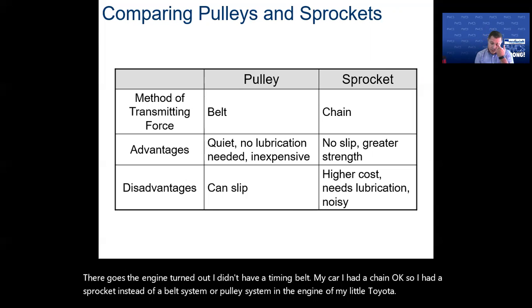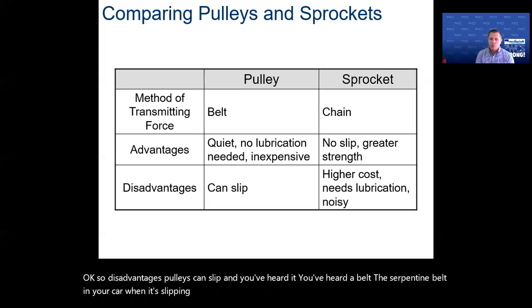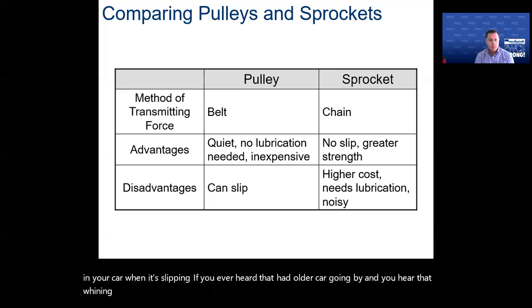All right, so disadvantages. Pulleys can slip, and you've heard it. You've heard the serpentine belt in your car when it's slipping. If you ever hear an older car going by with that whining, hissing noise, that's from a slipping belt. Sprockets are a little bit more expensive and can be noisier. All right, so there you go. There's some comparison for you.